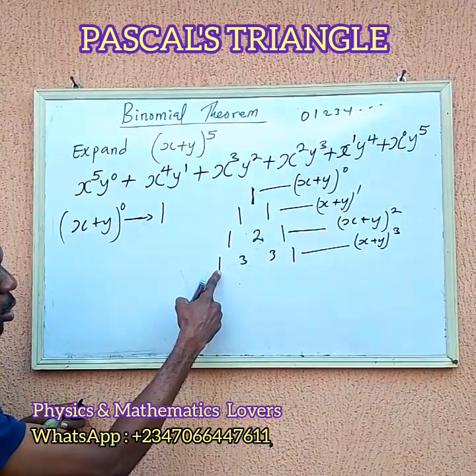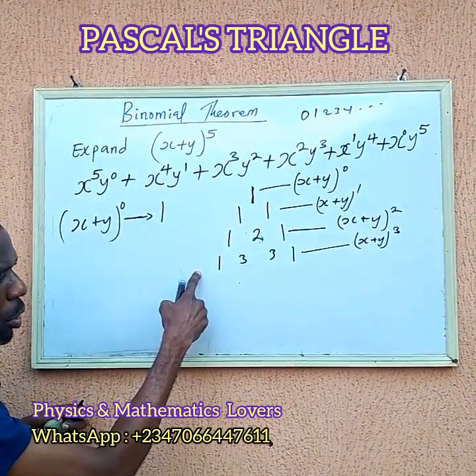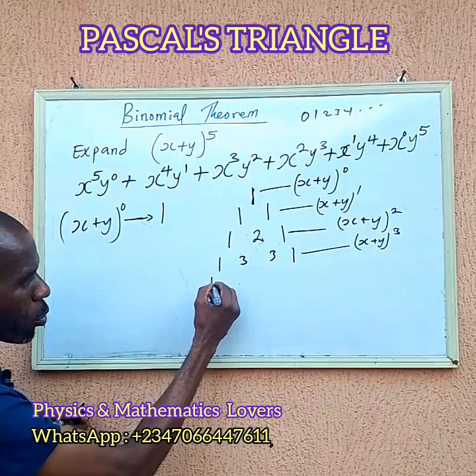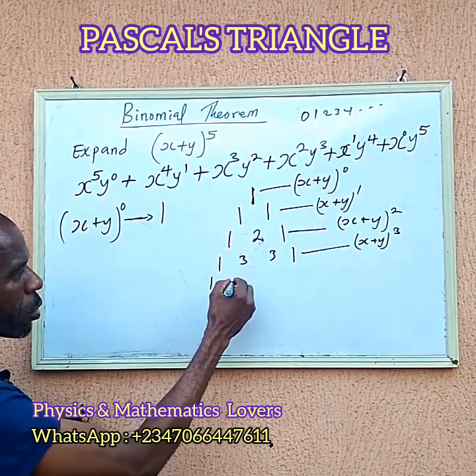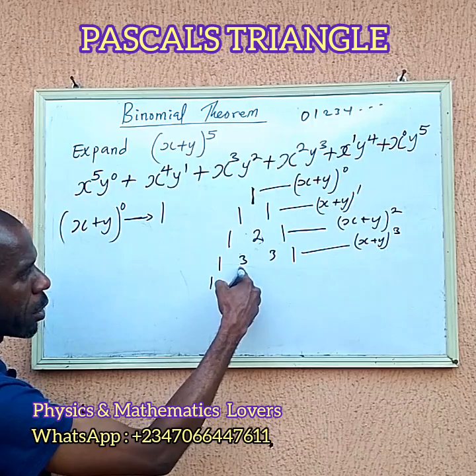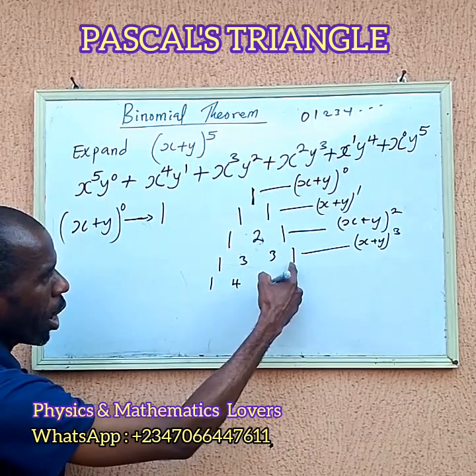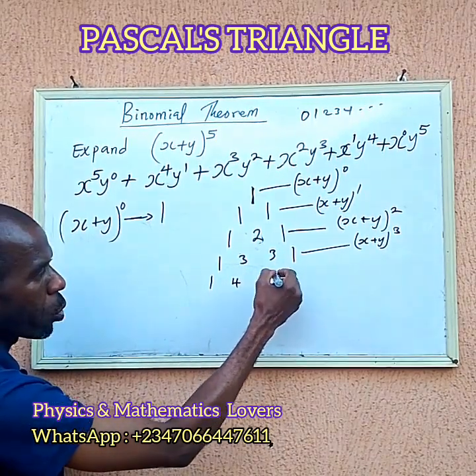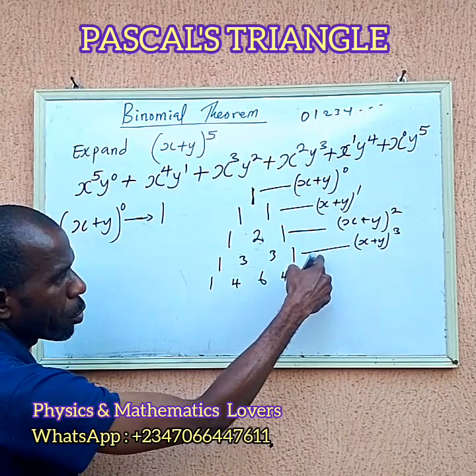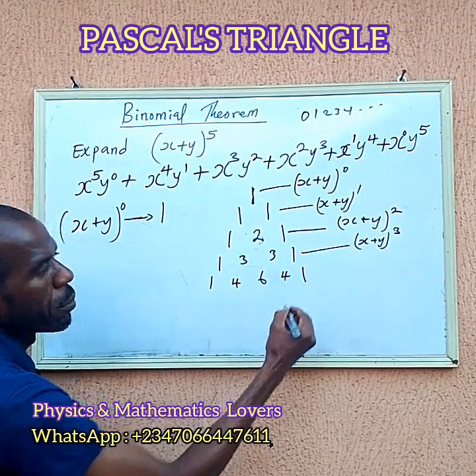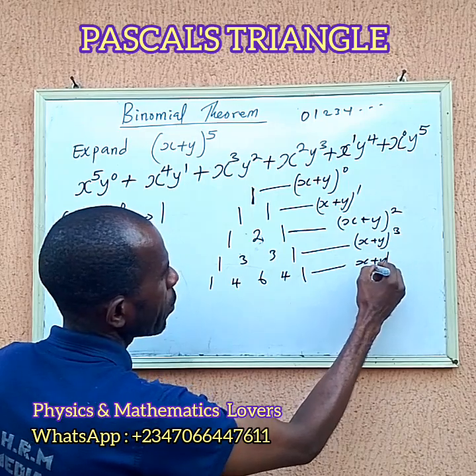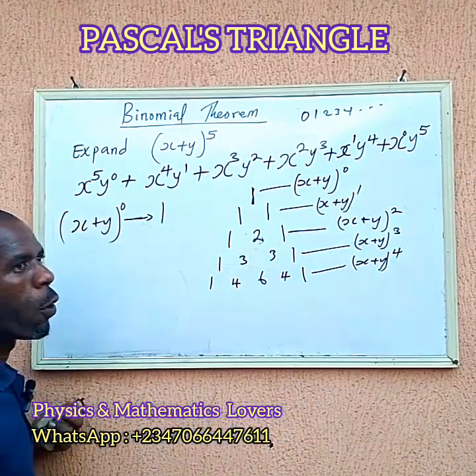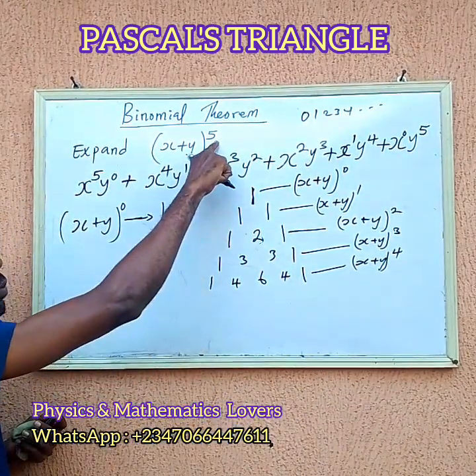1 here, 1 plus this one, 0 here, 1 plus 0 here is going to give you what? 1. Okay. Now take this one to add it to this one. 3 plus 1 is what? 4. Now 3 plus 3 is what? 6. 1 plus 3 is what? 4. 1 plus 0 is what? 1. Then close it up. Right. So this is where (x + y) raised to the power of what? 4. Remember, we are going to raise it to the power 5.